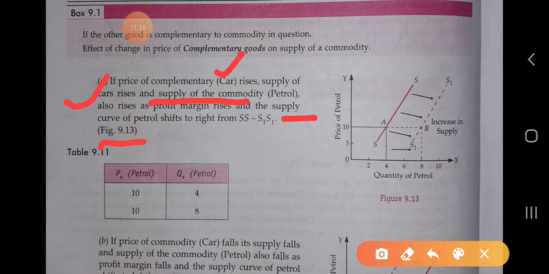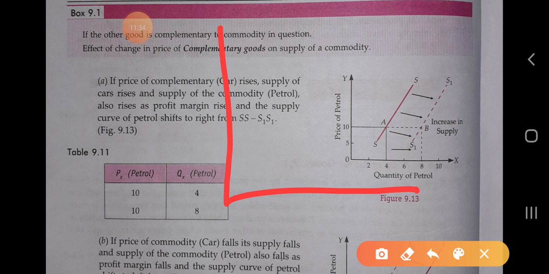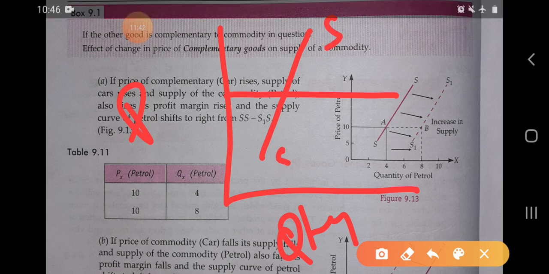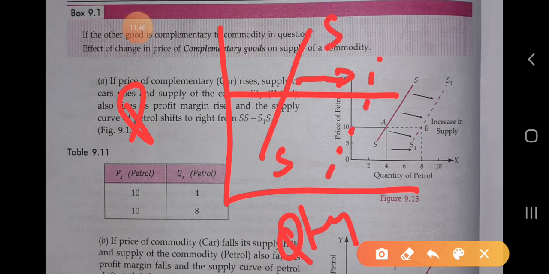ओके, इट्स सो सिंपल। कॉम्प्लीमेंट्री गुड्स में अगर एक इंक्रीज़ हो रहा है तो दूसरे का भी इंक्रीज़ होगा, प्राइस के साथ दूसरे की डिमांड इंक्रीज़ हो जाएगी। ठीक, जब इंक्रीज़ हो रहा है तो सप्लाई भी इंक्रीज़ होगी, देन कर्व विल शिफ्ट टू द राइटवर्ड। ओके, here price and quantity, it is the price SS, then it will shift to the rightward S1 S1.